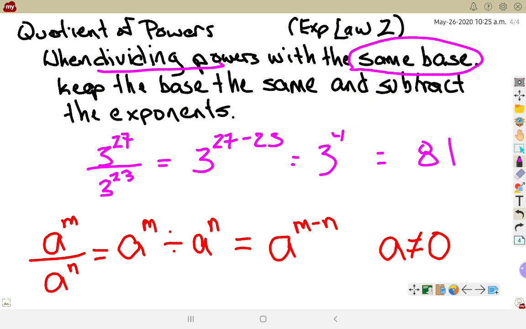All right, there's your first 2 exponent laws. Next couple of videos, I'll give you the other 4.